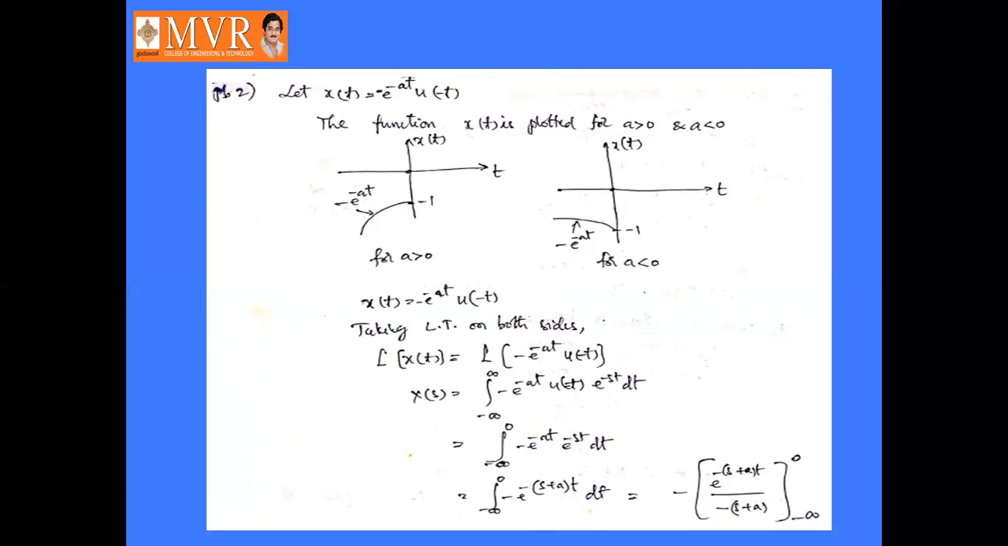And a is less than 0, it is represented like this. Like the previous problem, we will apply the Laplace transform on both sides. Laplace transform of x of t is equal to Laplace transform of minus e power minus at into u of minus t.